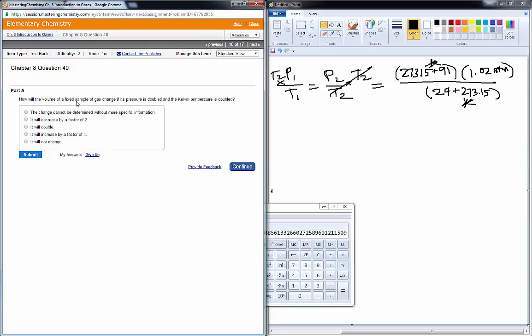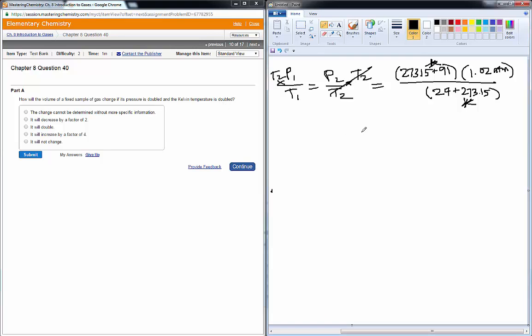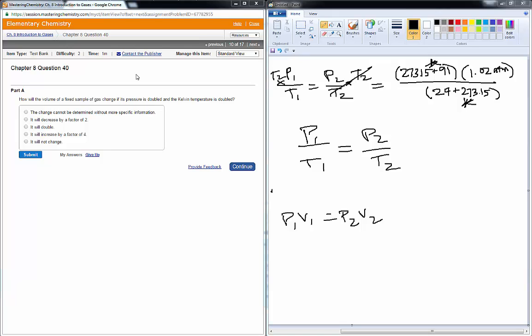Next, how will the volume of a fixed sample of gas change if the pressure is doubled and the temperature is doubled? Well, according to our equation here, P1 over T1 equals P2 over T2. If the pressure is doubled and the temperature is doubled, how would the volume change? Well, we want to know for volume. P1 V1 equals P2 V2. First off, it's important for us to understand that when they're saying the pressure is doubled, they're not talking about the pressure on the inside of the gas, the pressure on the outside that is affecting the gas.